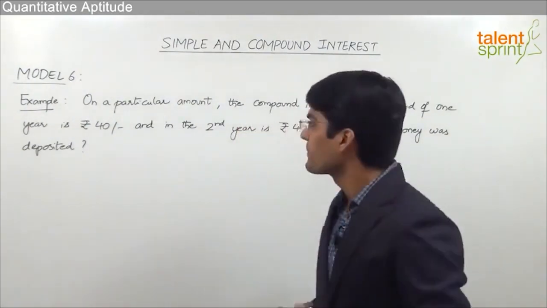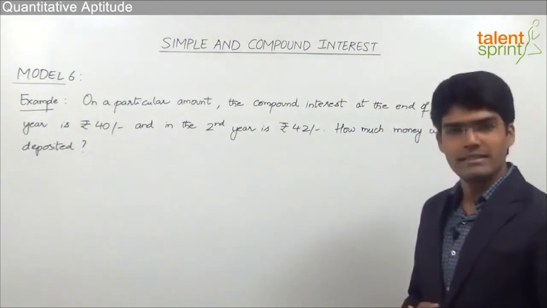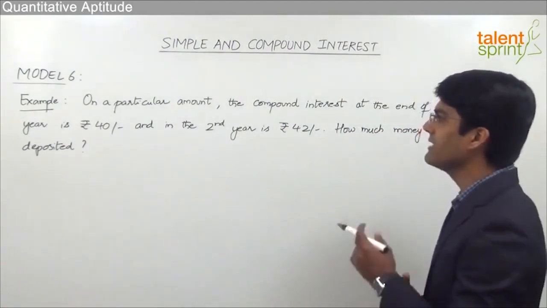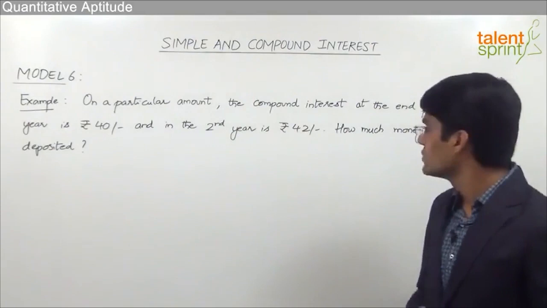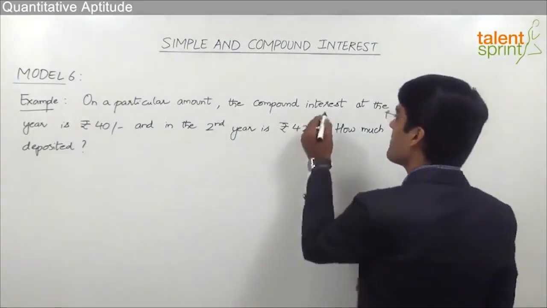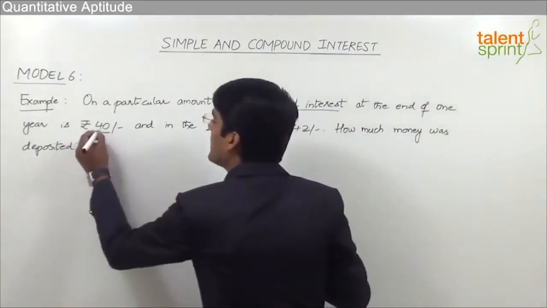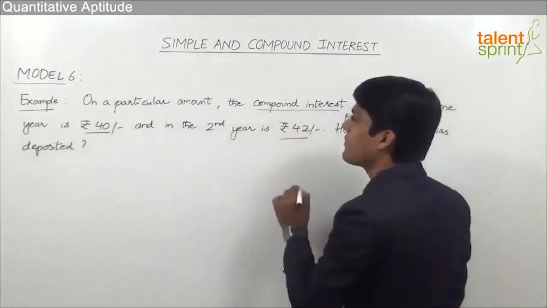Let us look at the question. On a particular amount, the compound interest at the end of 1 year is rupees 40 and in the second year is rupees 42. How much money was deposited? So as you can see here, the case is for compound interest and at the end of 1 year the interest is 40 and in the second year is 42.